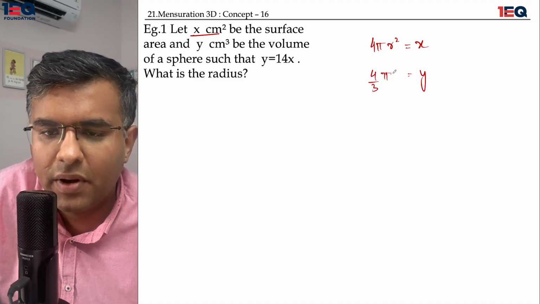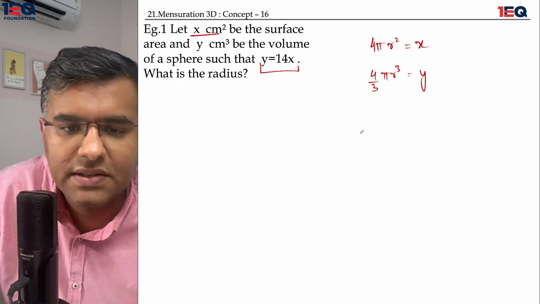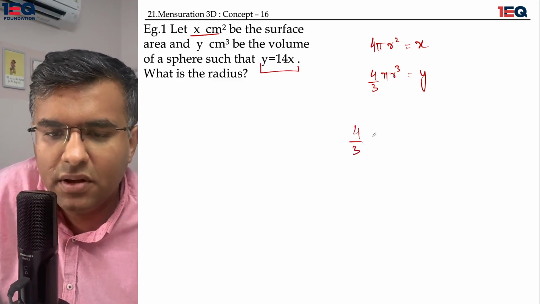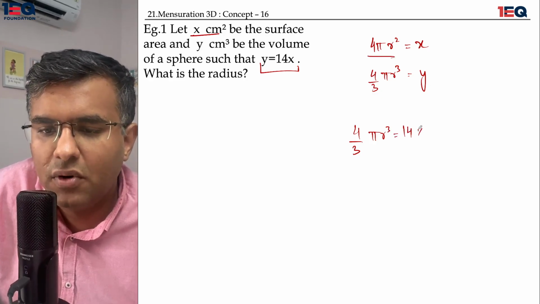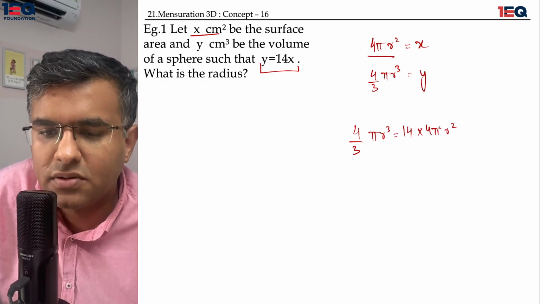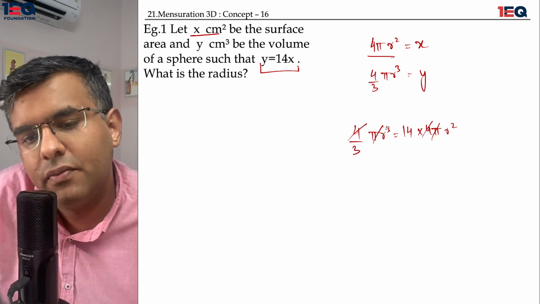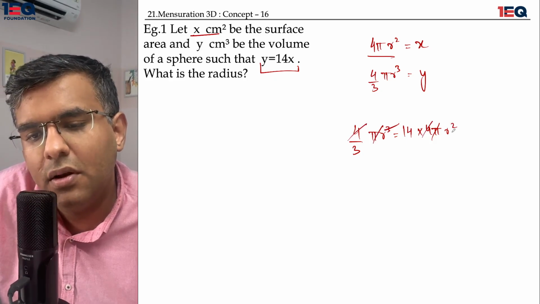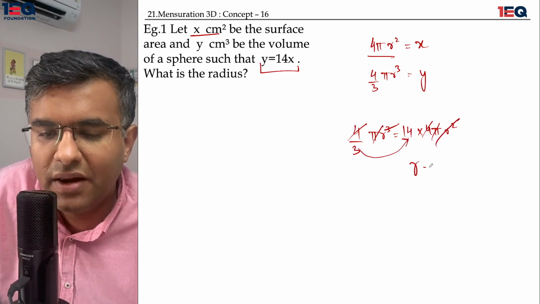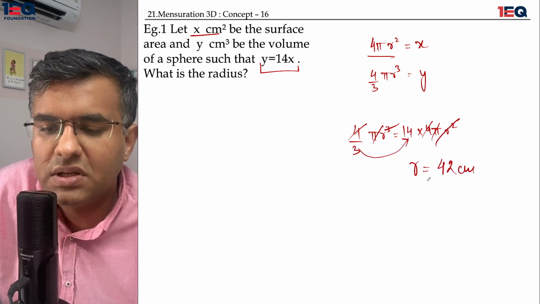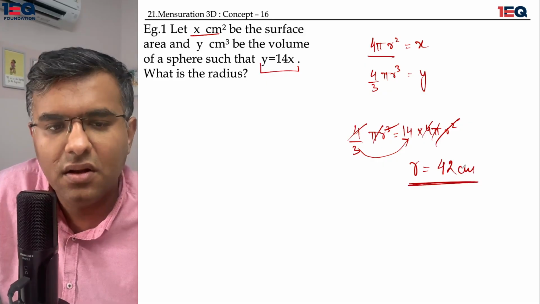4 by 3 pi r cube, such that y is equal to 14x. So if I write y, 4 by 3 pi capital R cube, being equal to 14 times x, 14 into 4 pi r square. The pi and the pi are gone, the 4 and the 4 are gone, and this r cube is going to remain, and this r square is going to go, and 3 would get multiplied here. So the value of r is going to be 42 centimeters. This is what we are looking at.